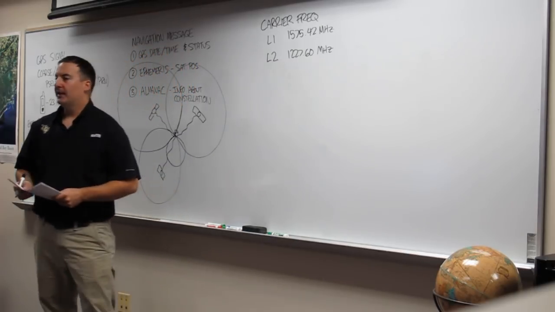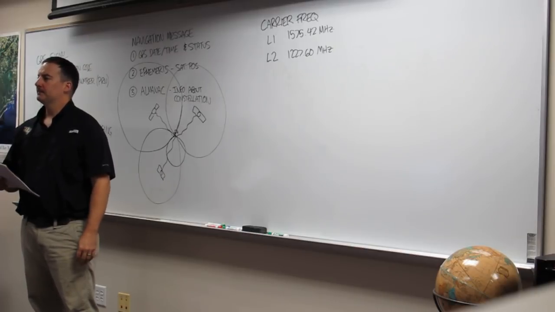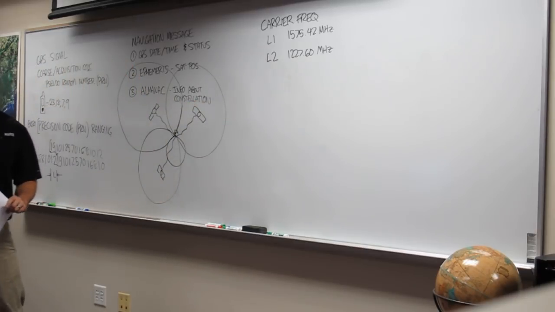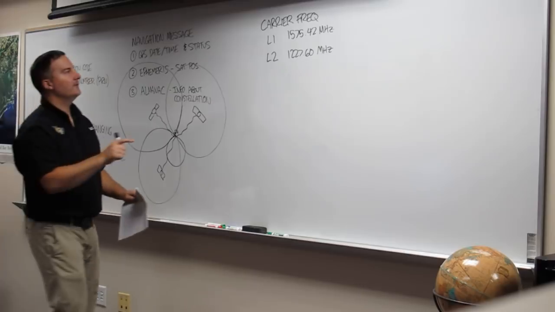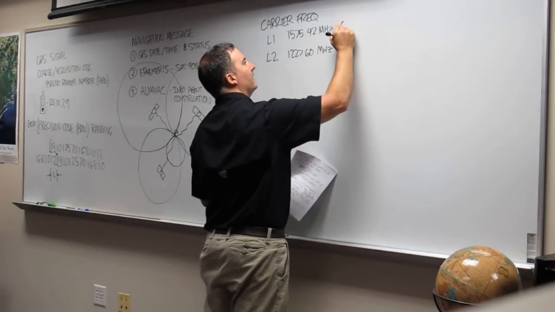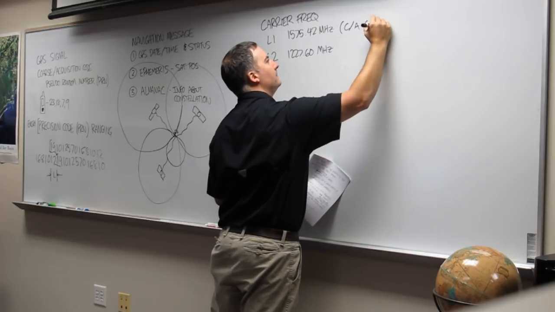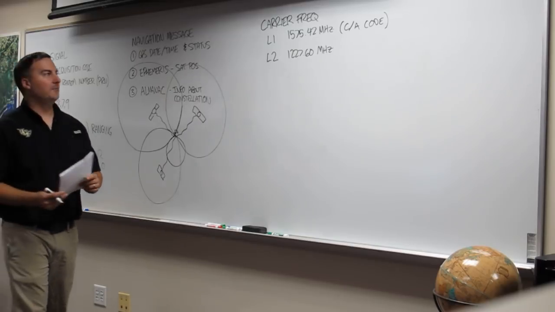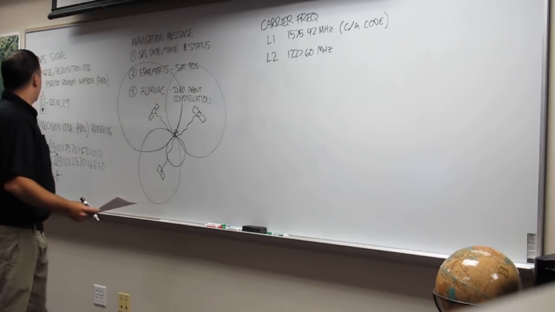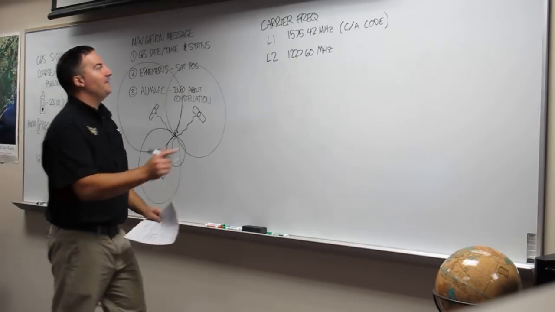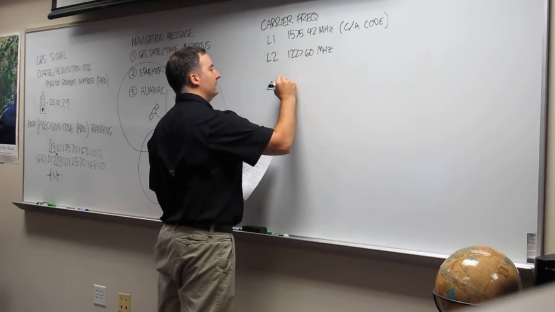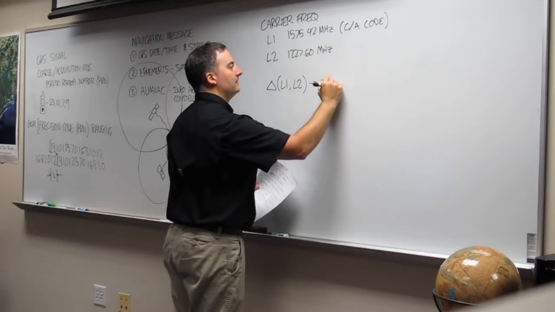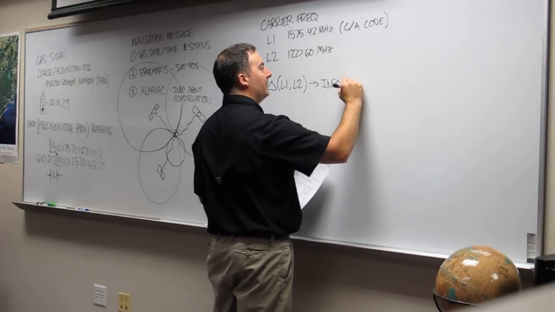So why are two channels more accurate? They're both carrying the same information. If you look at the ranges that you get from each signal, L1 contains the coarse acquisition code, and then both of them contain the precision code and the navigation message. If you analyze the difference, you can get information about the atmosphere.